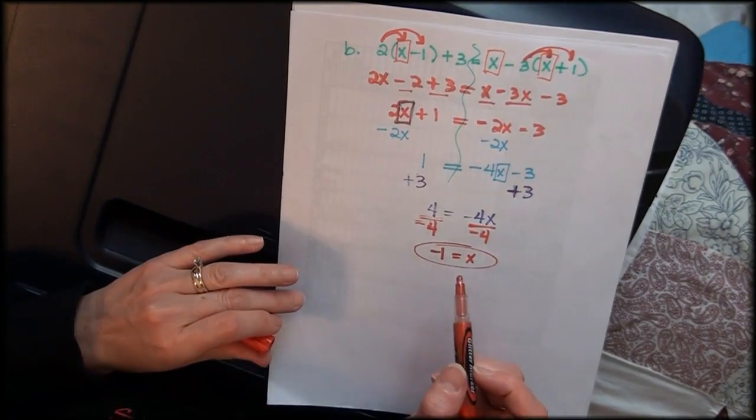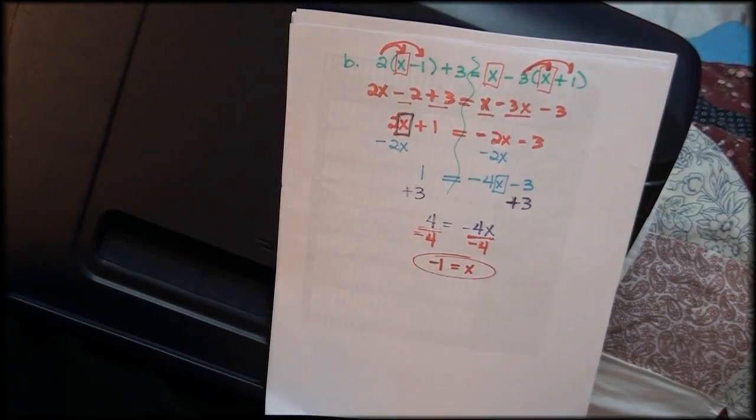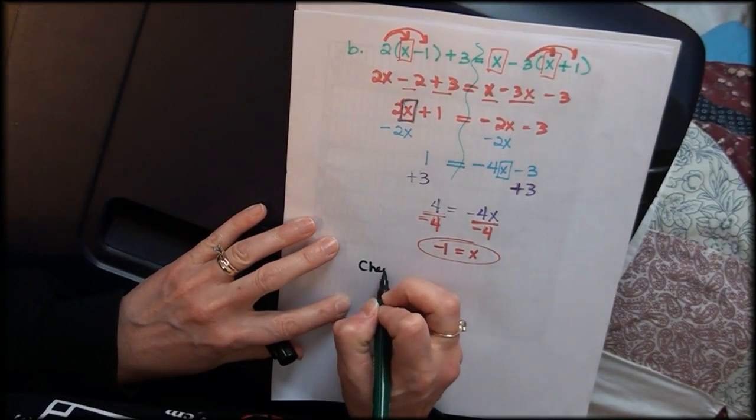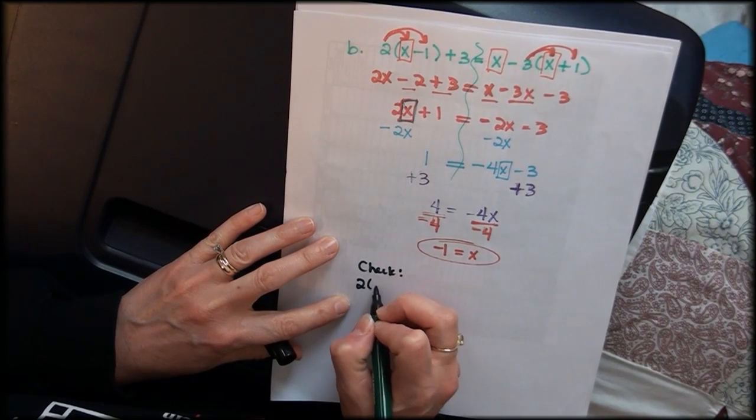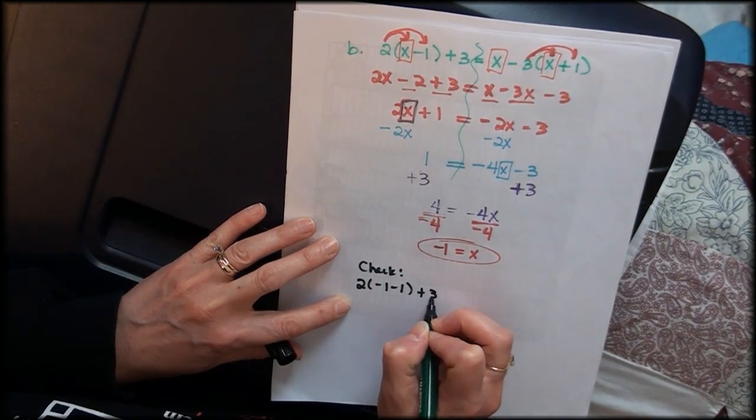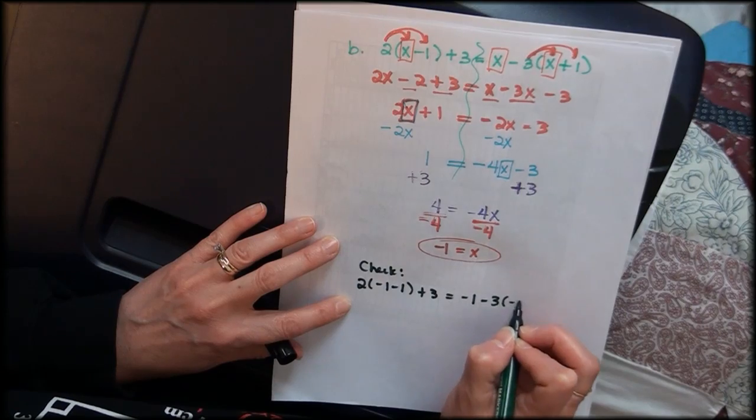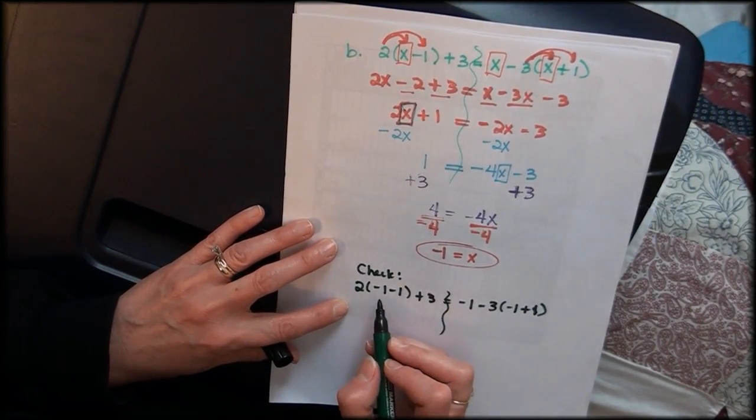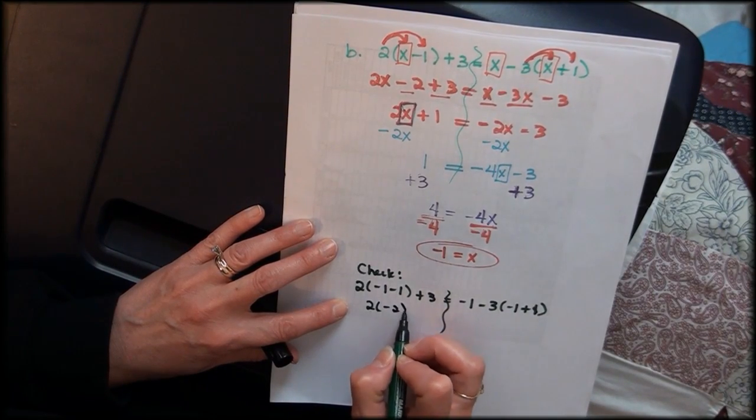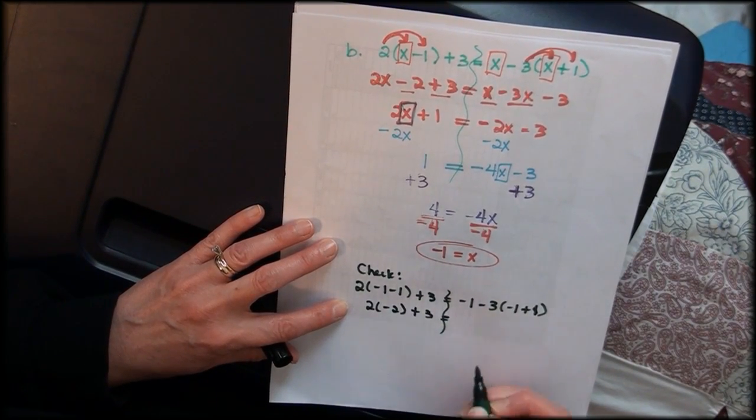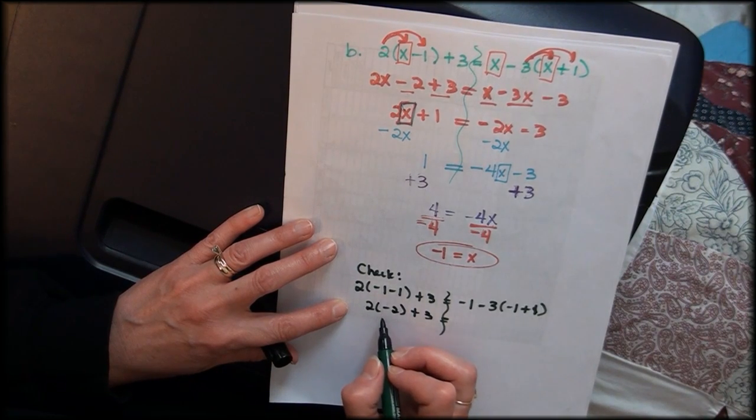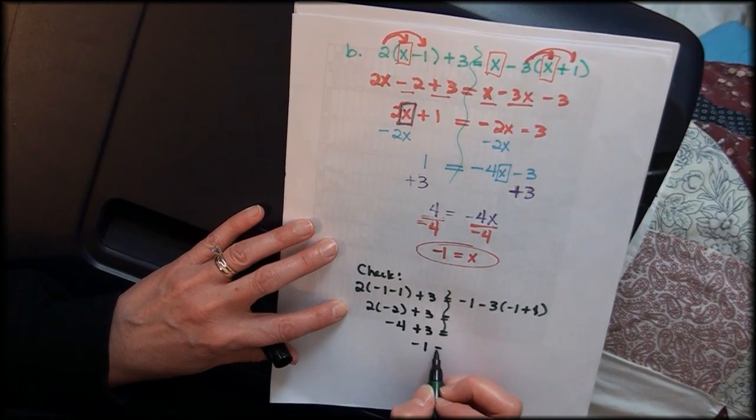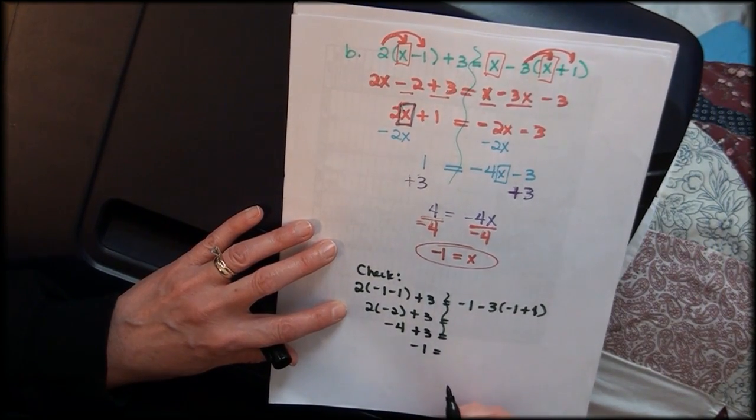And once again, in order to check that, all you got to do is plug it back into the beginning, and if you get the left side to equal the right side, you know you've done it right. So I'm going to plug that negative 1 right in here. Order of operations says that here I got to do inside the parentheses first. Negative 1 minus 1 is a negative 2. And then I need to do my multiplication next. 2 times negative 2 is a negative 4. And now just add those up and get a negative 1. So if I get a negative 1 over here, then I know I've done it right.